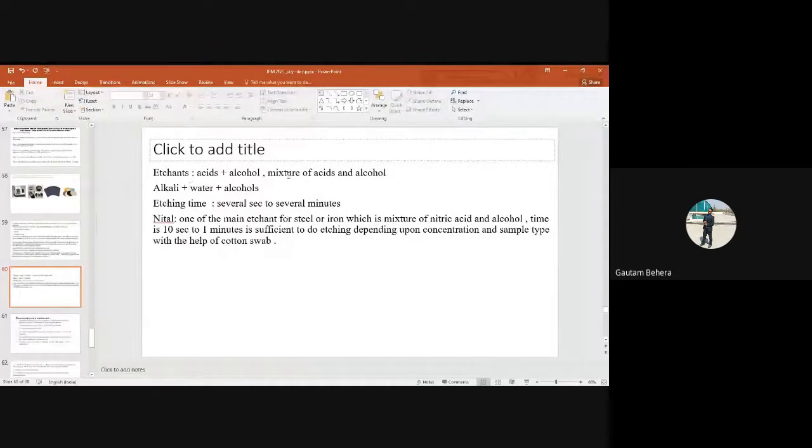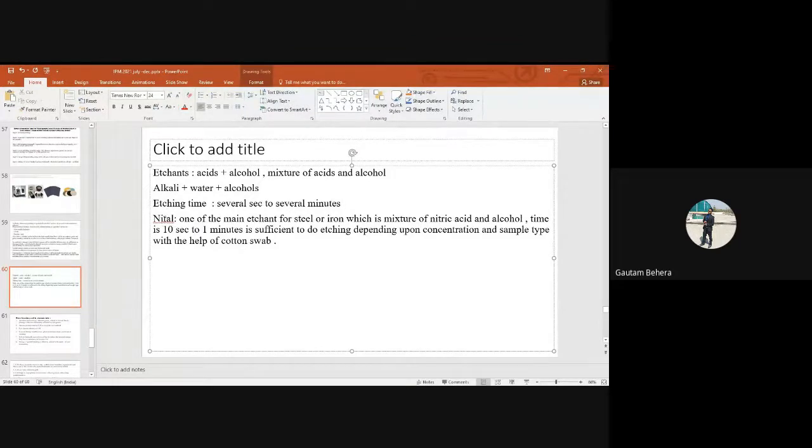Now, etchants I have already told you: acids and alcohol, or a mixture of acids and alcohol, or alkali plus water plus alcohol. What is the etching time? Etching time is very important. It depends upon the concentration of the etchant and the chemical composition of the sample. It is from several seconds to several minutes. You can do etching for some seconds, or for some minutes also. Basically, we do etching for several seconds, not minutes.